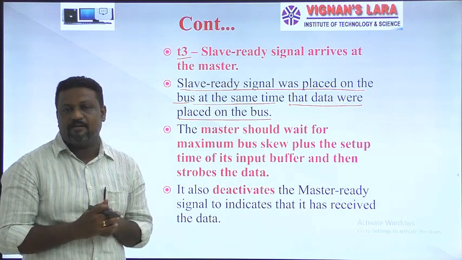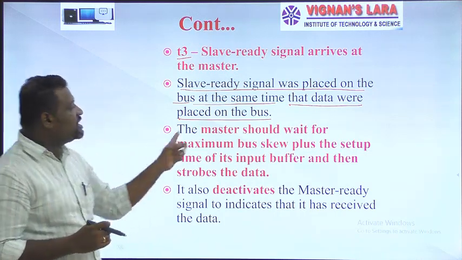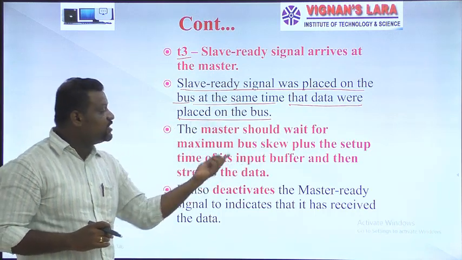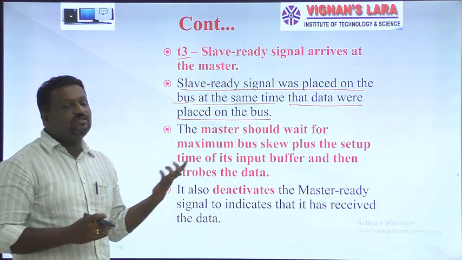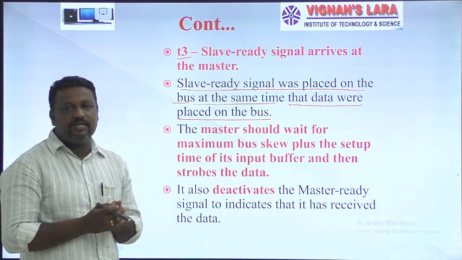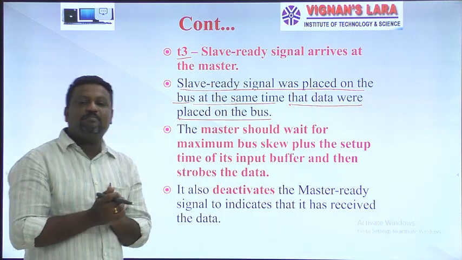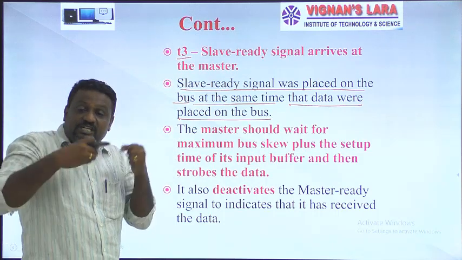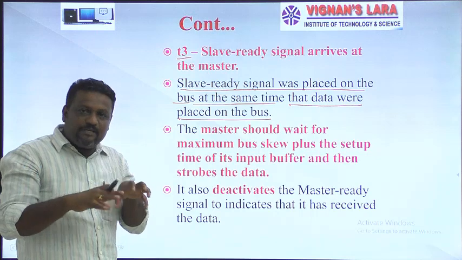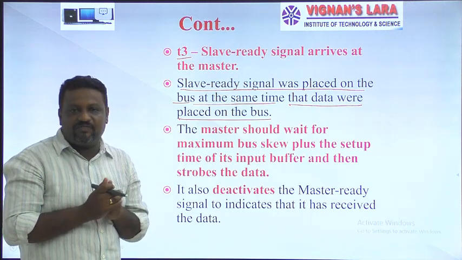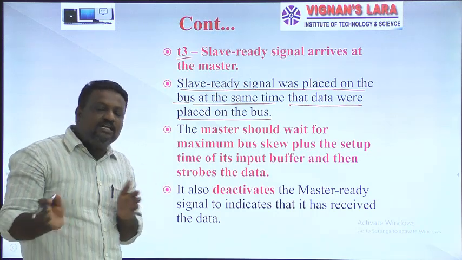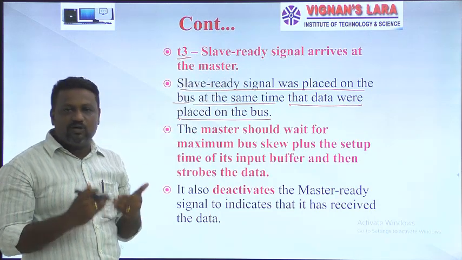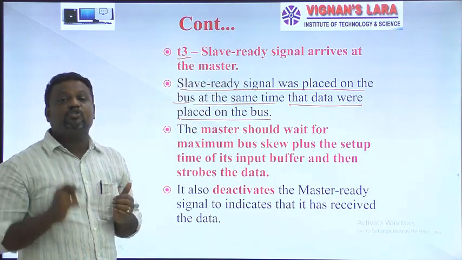It can identify that. So here the master should wait for the maximum bus skew plus the setup time of its input buffer and then strobes the data. So it is absolutely right. Once the data is available on the bus, it will go and gather the data. For that, first of all, it sets up its internal buffer register. To set up its internal buffer register, it takes a certain amount of time. Once it sets up the internal buffer register, later it will grab the data which is available on the bus into the input buffer register.